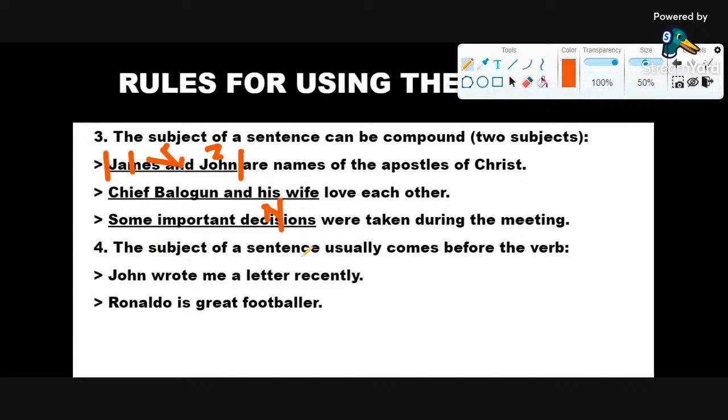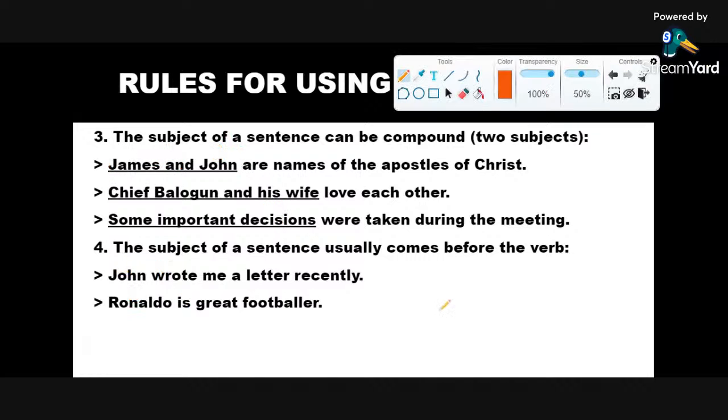Number 4, the subject of a sentence usually comes before the verb. That is another rule we find here. The subject comes first, followed by the verb. John wrote me a letter recently. Then the third one, Ronaldo is a great footballer. Again, the subject is coming before the verb here. So that's exactly the way it is.